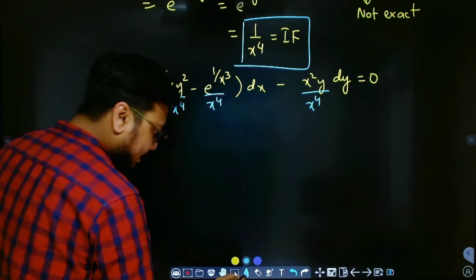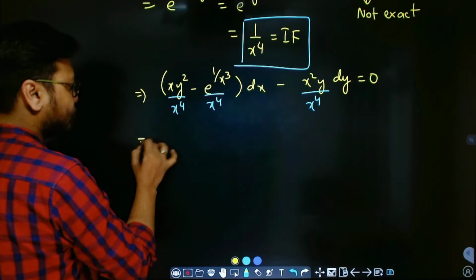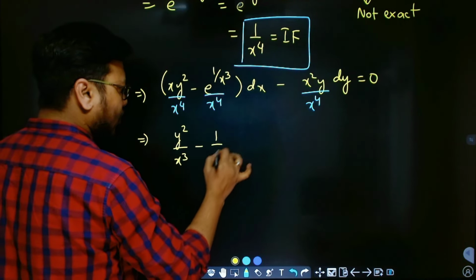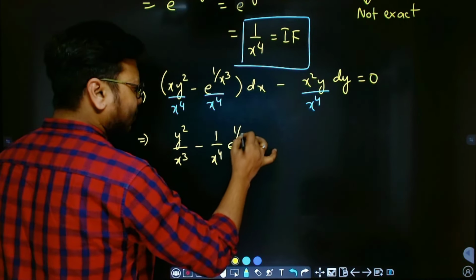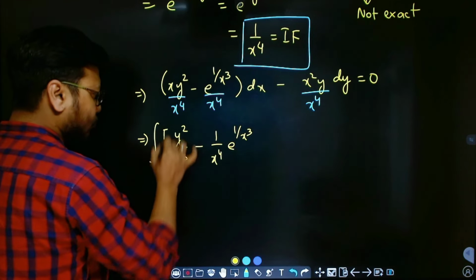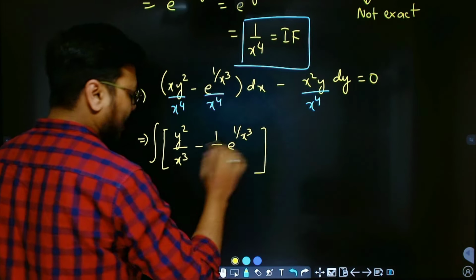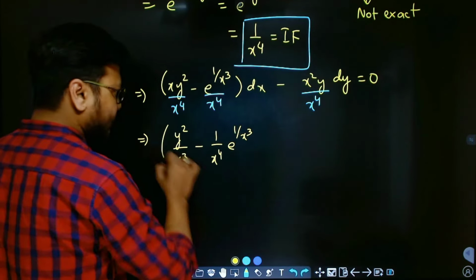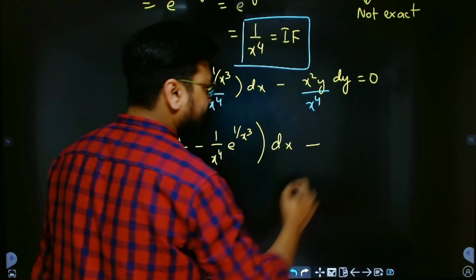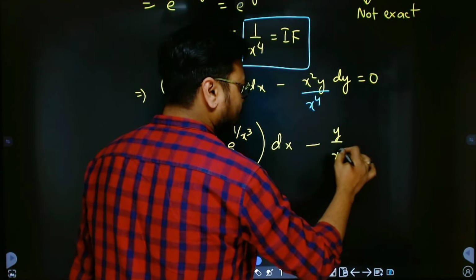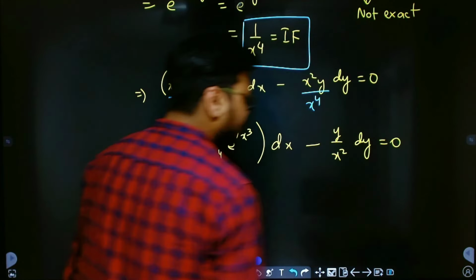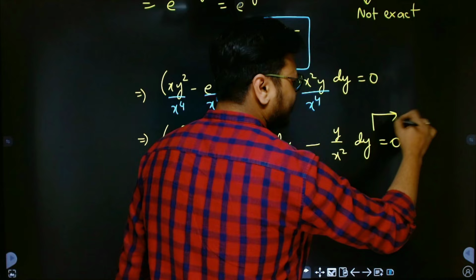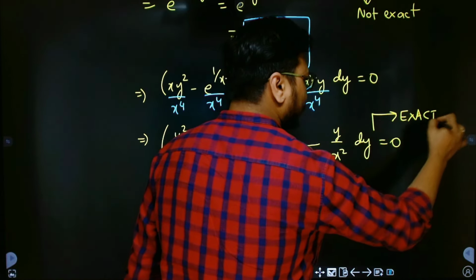So now if I just simplify the terms, I'm going to get y square upon x cube minus 1 by x to the power 4 e to the power 1 by x cube. This goes into the integration. Okay, I'll do the integration later on. Let me just simplify it for now. So this into dx minus y upon x square dy equals 0. So this is our exact differential equation. So now I can say this is my exact differential equation.